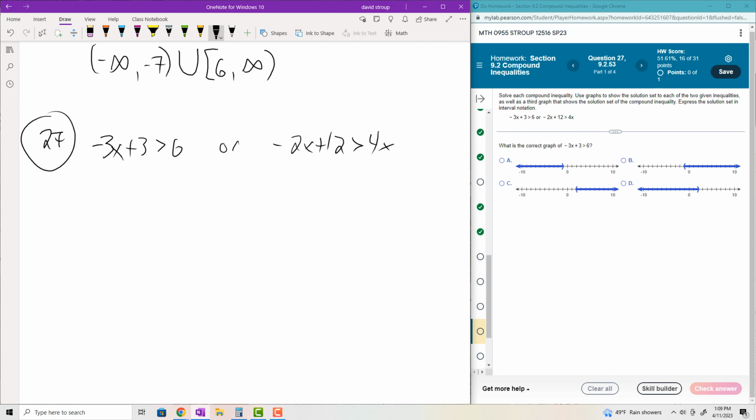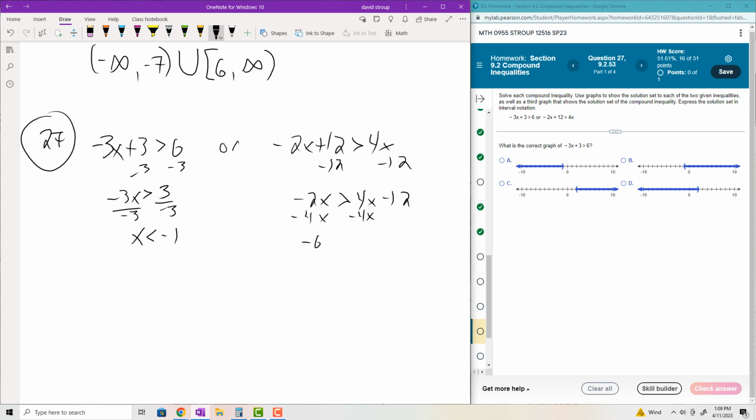And so we just solve each. So I'm going to move the 3 over. Negative 3x greater than 3. Divide both sides by negative 3. That will change the direction of the inequality. Then over here, I'm going to move the 12. So get negative 2x greater than 4x minus 12. And then move the 4x. So get negative 6x greater than negative 12. And then divide by negative 6. If you divide or multiply by a negative, it changes the direction of the inequality. And so we have x less than 2.